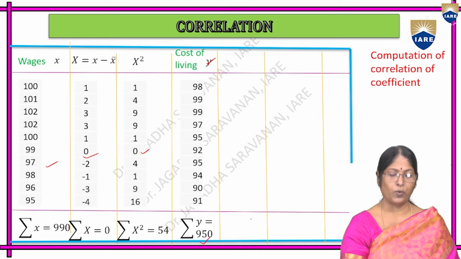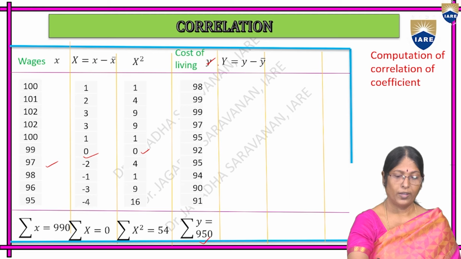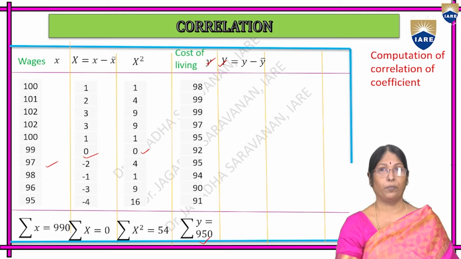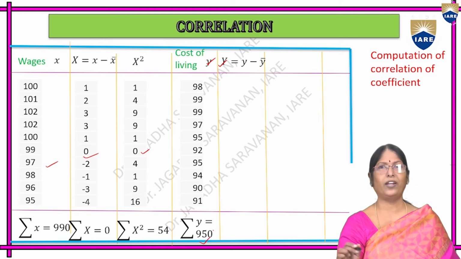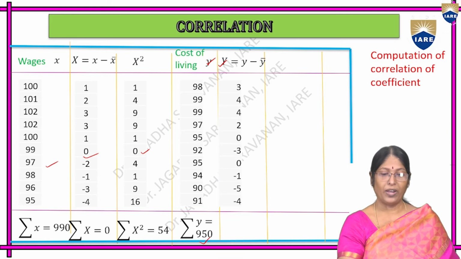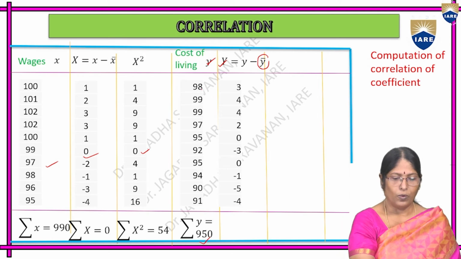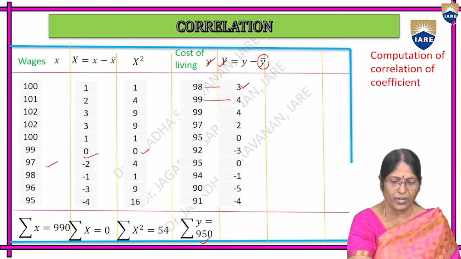Now summation y equals 950. Here capital Y is nothing but y minus y bar, where y bar is the mean. So 950 divided by 10 is 95. So 95 is our y bar. Now 95 minus 98 is 3. 99 minus 95 is 4.